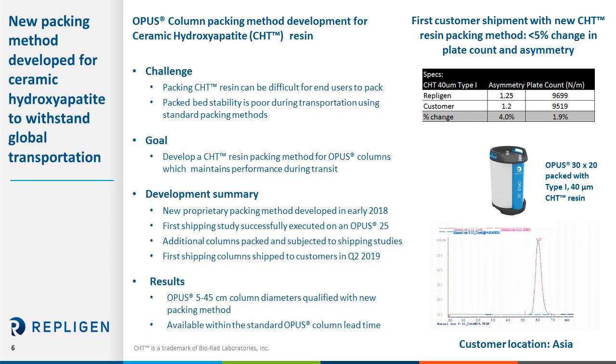And these are available with our standard lead times. We have already packed and shipped a handful of columns with this new method, even though it just launched a couple of weeks ago. The results from one of the earliest customers to receive a column with this new packing method are shown here on the right side of the slide. So you see very consistent results, asymmetry and plate count, at Repligen, and then delivery to the customer.